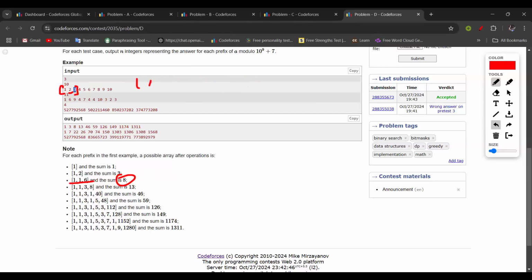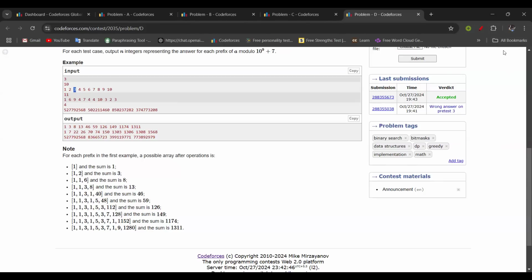For the next case, the prefix from 1 to 4, what you did is divide this by 2, made it 1, and multiplied this 4 by 2, made it 8. So it became 1, 1, 3, 8. Sum was 13. Likewise, you can see this is going. After that, you multiplied the next value 5 with all the twos from here and here, and it became 40. Sum became 46.